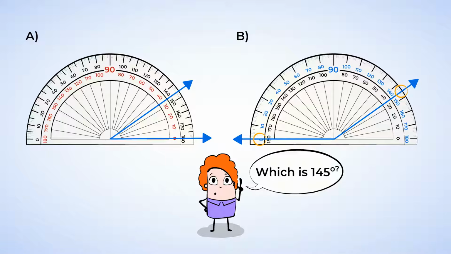Angle A goes through the 0 on the inside. The number on the inside is 35 degrees. And this means that angle A actually has a measure of 35 degrees.